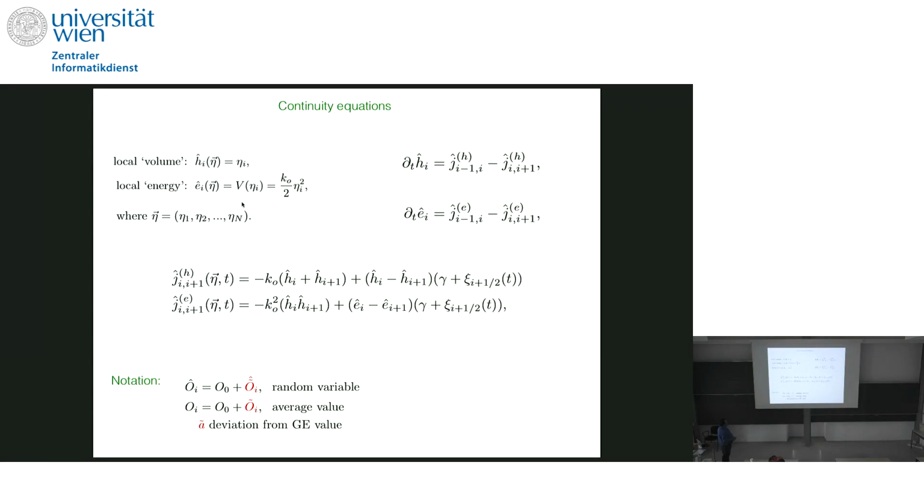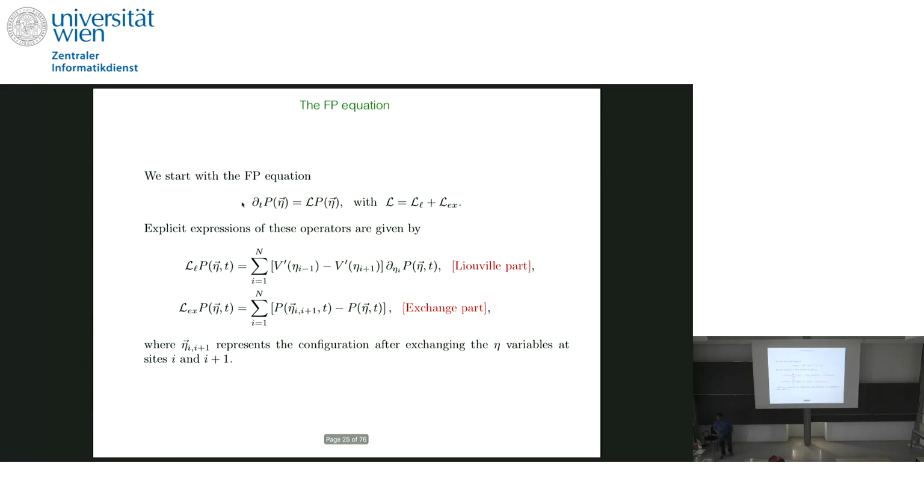So hat variables are stochastic variables, which are functions of the stochastic state, and the non-hat variables are averages. Both of them I'm writing as deviations from a global equilibrium value, where tilde variables are basically deviations. If you have a hat on the tilde variable, it's a stochastic variable, but still representing the deviation from a global equilibrium value. Okay, so these are the continuity equations.